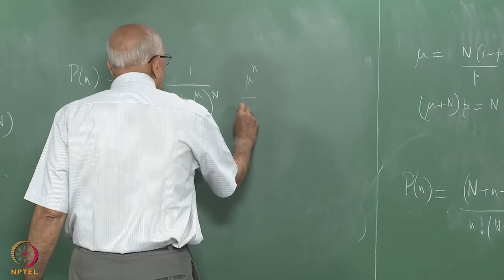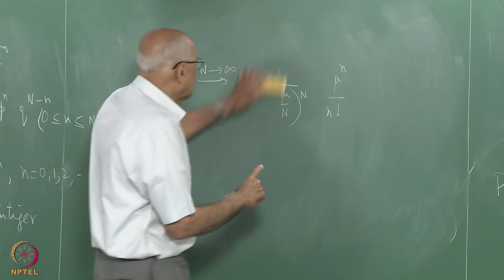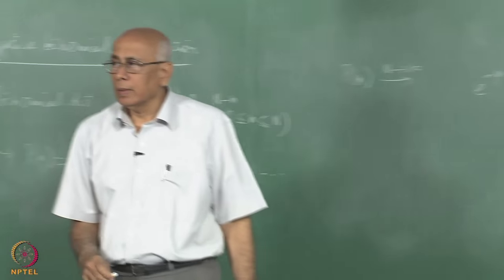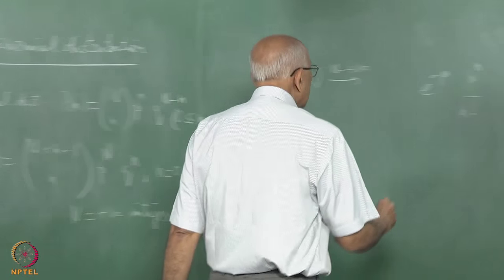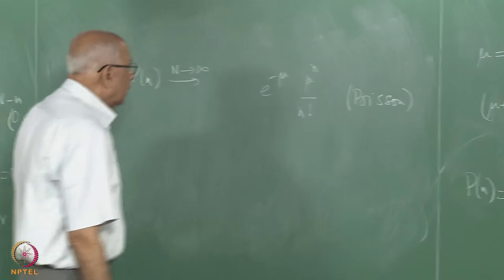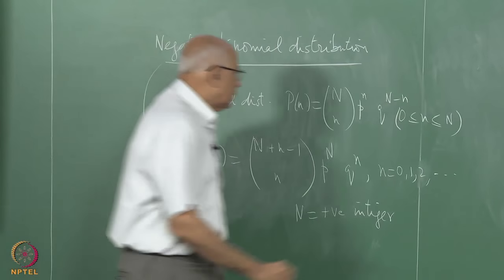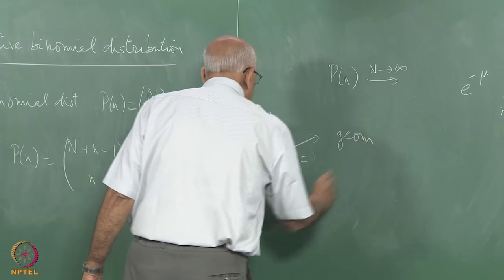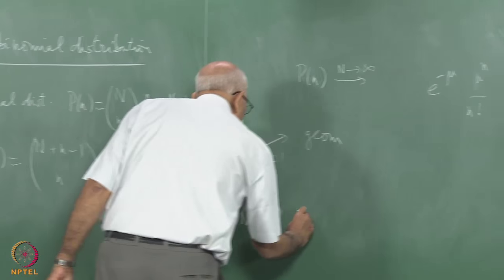So that's sitting there, and the limit of this of course is e to the power mu, so that goes up on top and you get e to the minus mu, which is precisely a Poisson distribution. So we have this family of negative binomial distributions which for capital N equal to 1 gives the geometric and as N tends to infinity gives the Poisson.